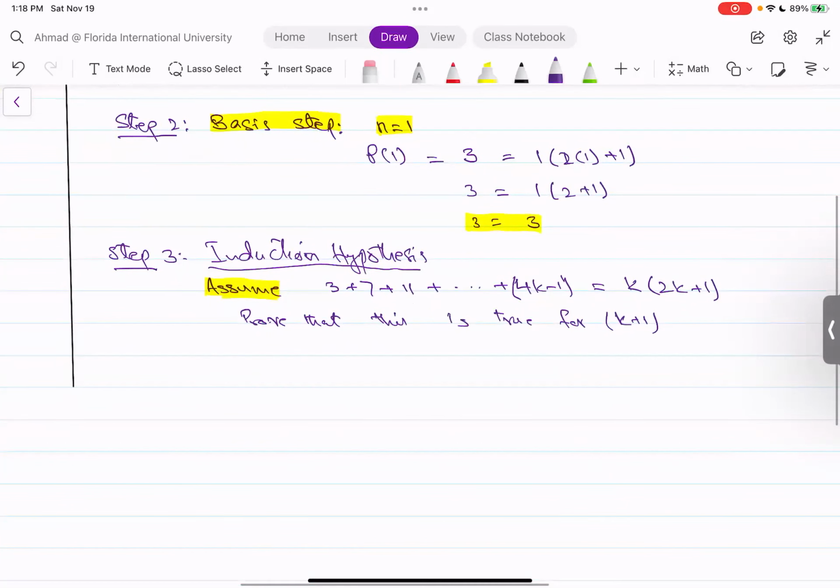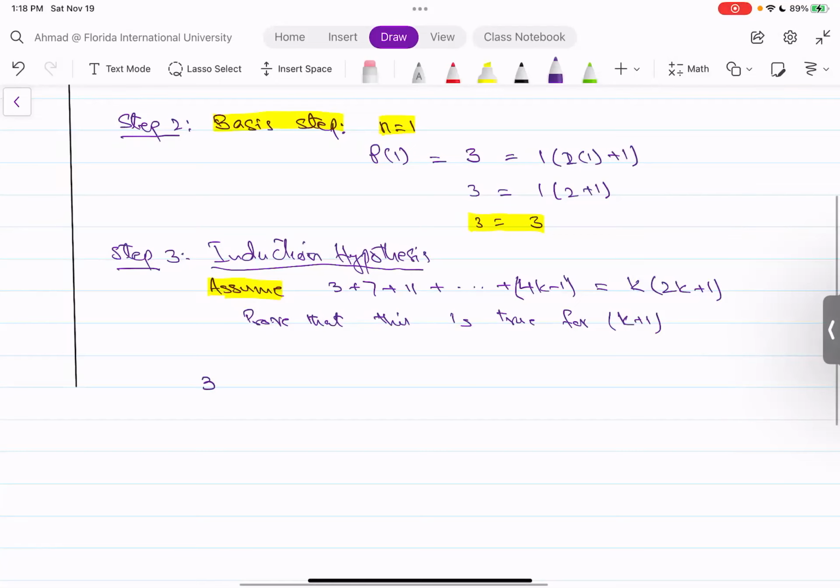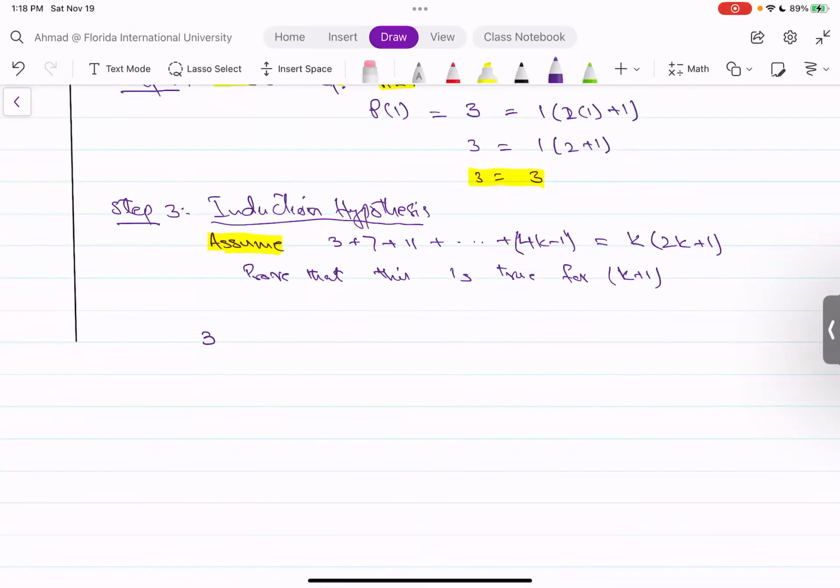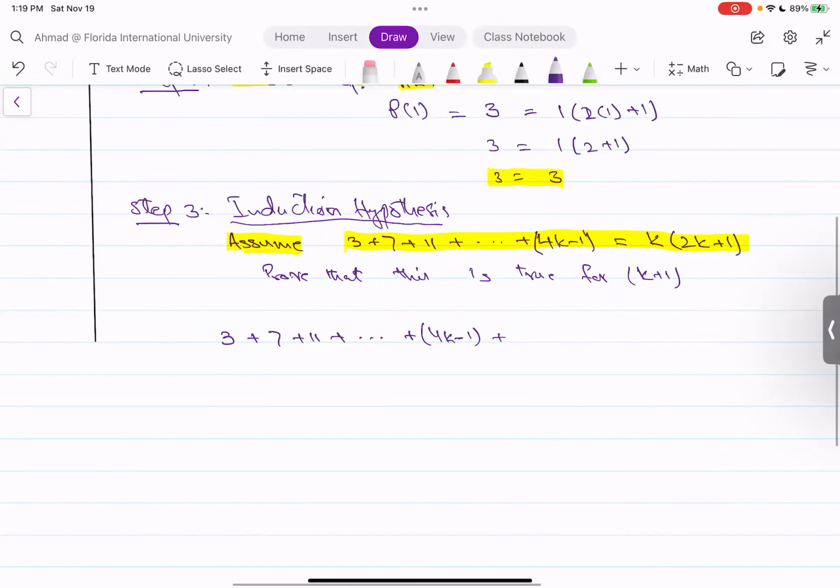Okay. Now, how I am going to do that: we have already assumed that this is true. So the assumption is 3 plus 7 plus 11 plus so on plus 4k minus 1. The next term I will add. If it is true for k plus 1, let me just correct this, k minus 1, so you do not get confused. Then the next term, which would be the k plus 1th term, I will add, which is 4 into k plus 1, minus 1.